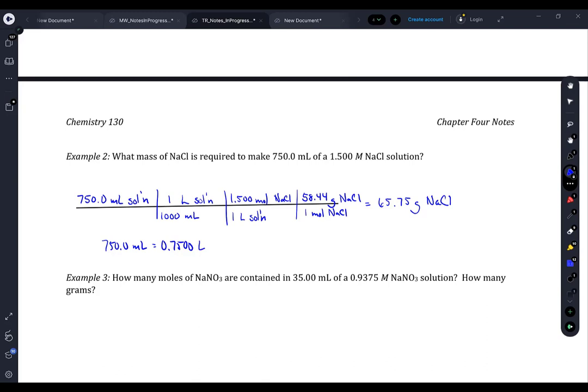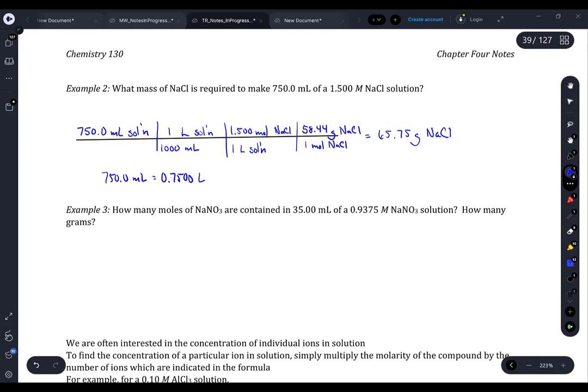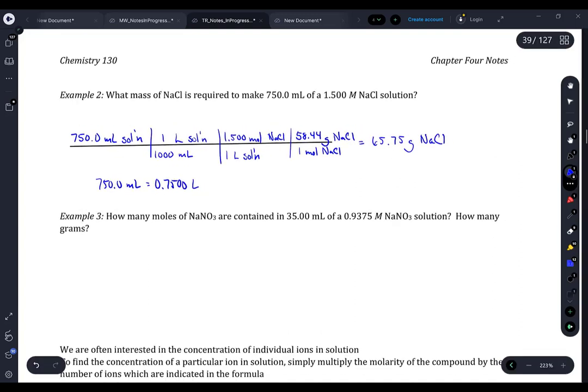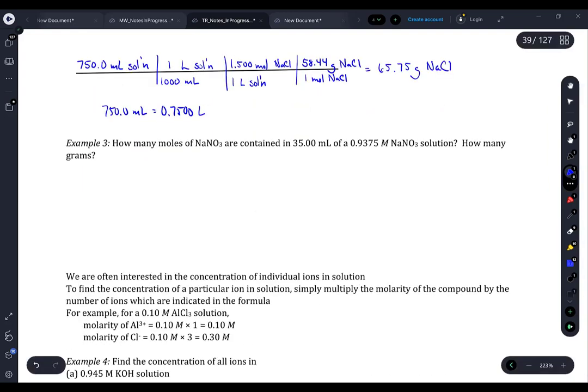Okay. And that's what we did here, is we got to moles. I just happened to ask how many grams is that. So I could have asked how many moles is that, and you would have stopped right here, right? Good. This time the question is: how many moles are there in 35 milliliters of a sodium nitrate solution, and how many grams?